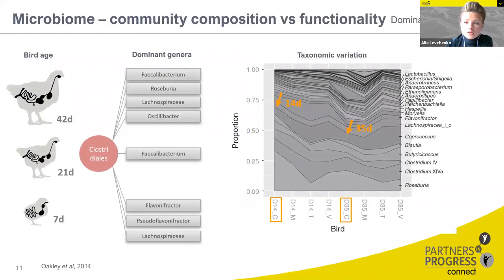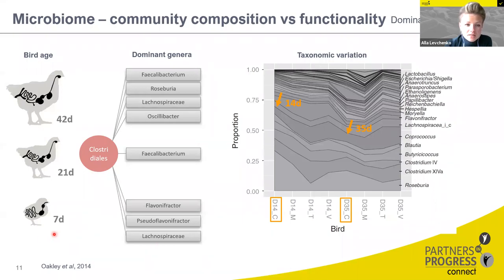Moving further into another study, here the researchers looked at the effect of bird maturation and differences in the microflora at different ages. So as the bird grows older, we are looking here at the example of 7, 21, and 42 days. With age, the bacterial population changes. We have already established that phylum firmicutes take the majority of seats. Now the representation of different genera within the phylum changes with time. So within the firmicutes phylum, Clostridium remains a predominant order, whilst the genera within the order change with time.